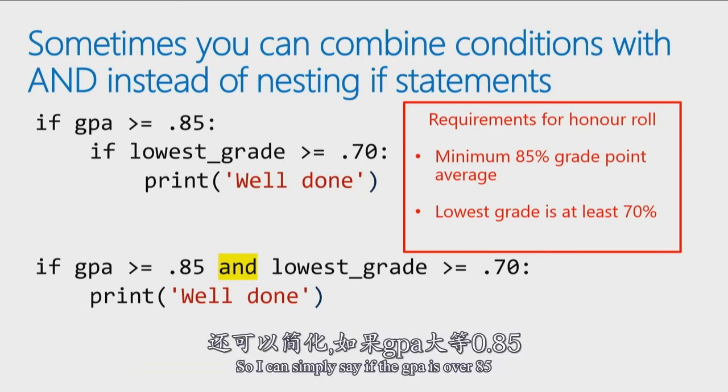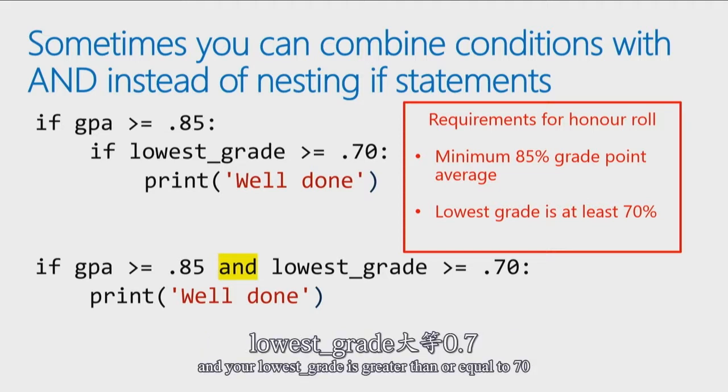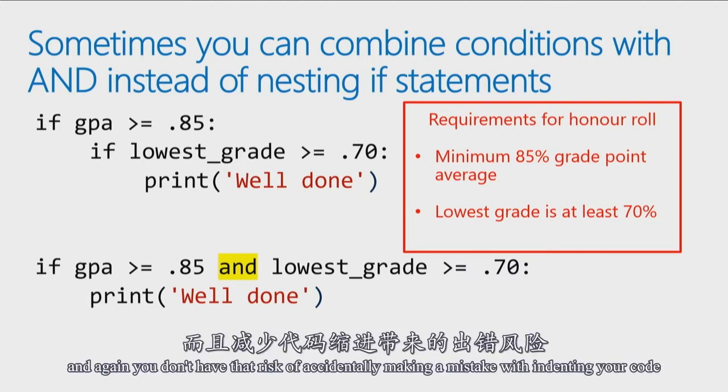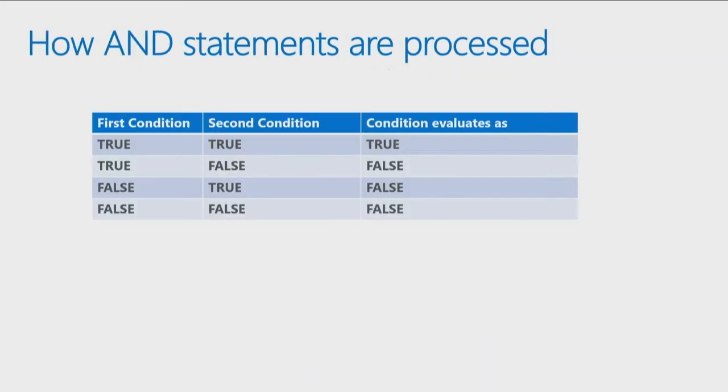So I can simply say if the GPA is over 85 and your lowest grade is greater than or equal to 70%, then well done, you've made the honor roll. And it's a little bit easier to read, and again, you don't have that risk of accidentally making a mistake with indenting your code. So it reduces the chance of introducing errors by forgetting to indent something.